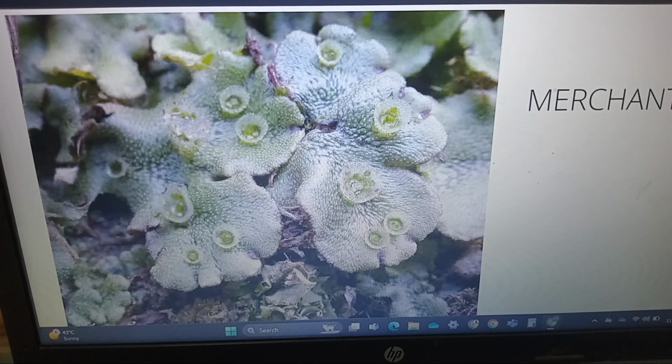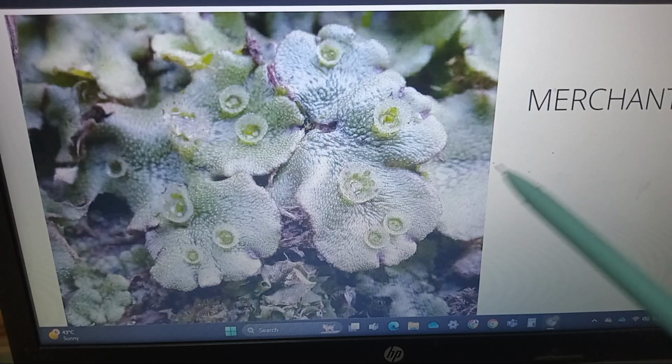This video will talk about the Bryophyta and Pteridophyta. The Bryophyta includes the liverworts, hornworts and mosses. First we are seeing this liverworts example.